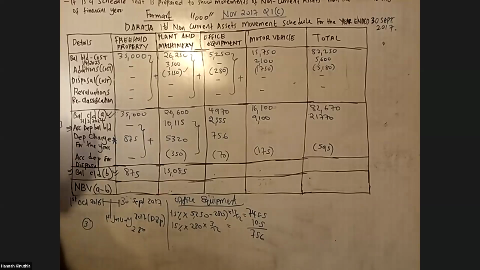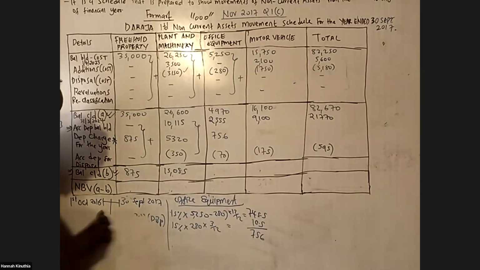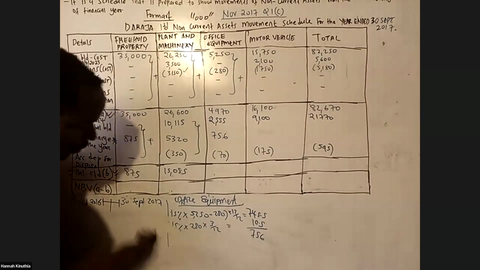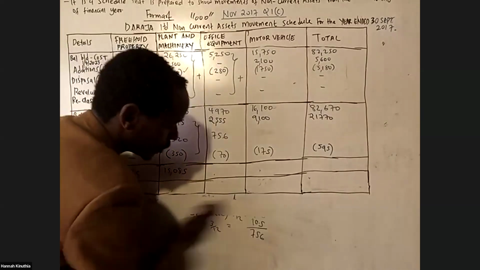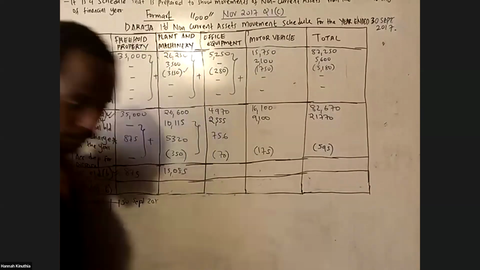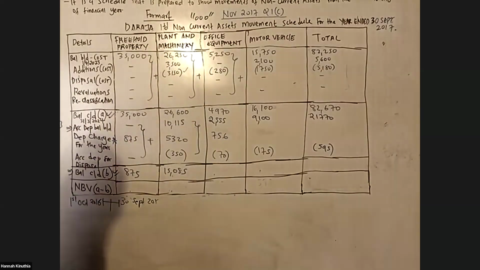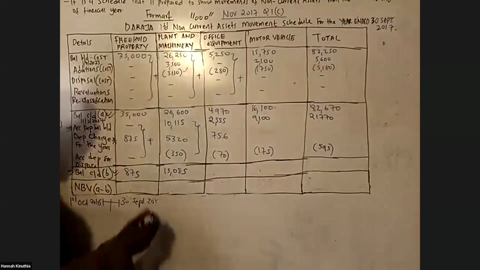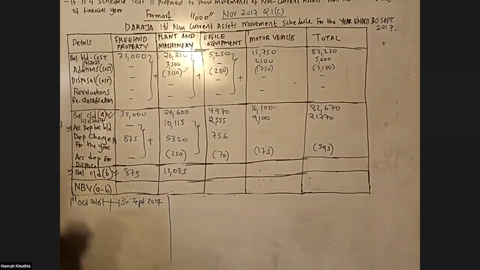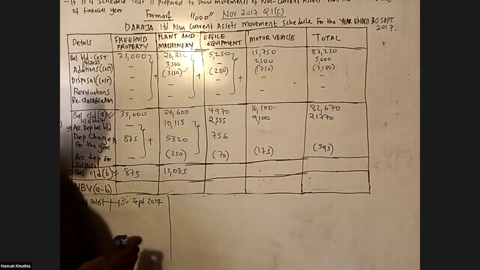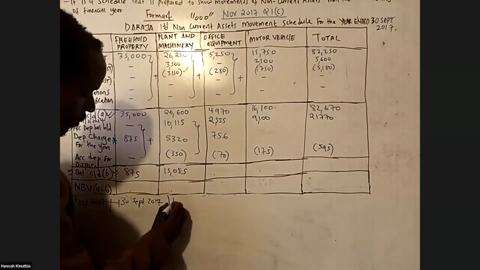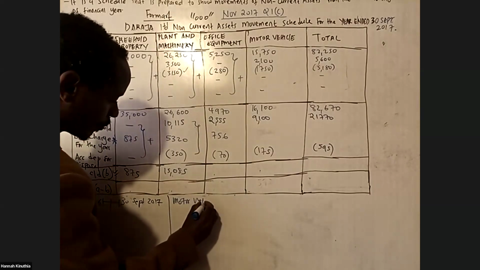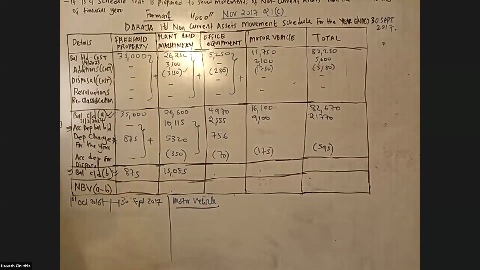Okay, let's finish with the last one, motor vehicle. Let me pull this up. Motor vehicle. It seems things are easy. The vehicle. So this will be the last question. The rest of the questions we will do when we agree. What are we saying? Motor vehicle. Now, what do I say for the motor vehicle? The depreciation rate for motor vehicle is 25%.